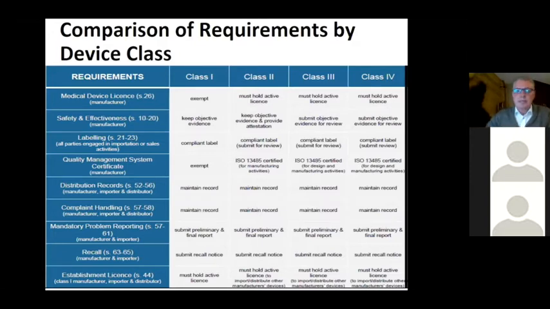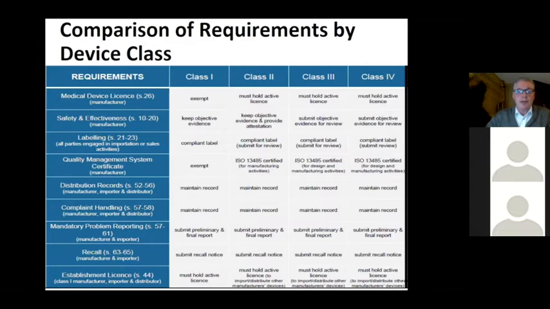One of the most unique things about a Class 1 device is they are exempt from requiring a medical device license, which means that there is no application required. You can essentially self-certify your device and put it on the market without any form of application. You must ensure that it has a compliant label and that you retain objective evidence of the safety and effectiveness of the device. Your quality management system, if you have one, does not have to be certified.